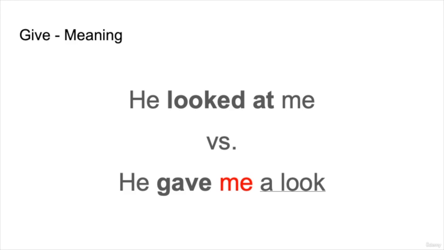And note that we put the object after give. So "he gave me a look," but not "he gave a look to me." In dilexical verbs, we always say "he gave me a look." And let's practice.